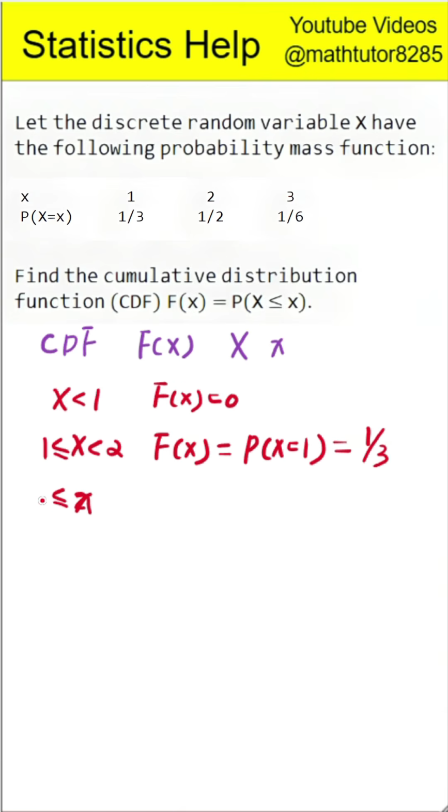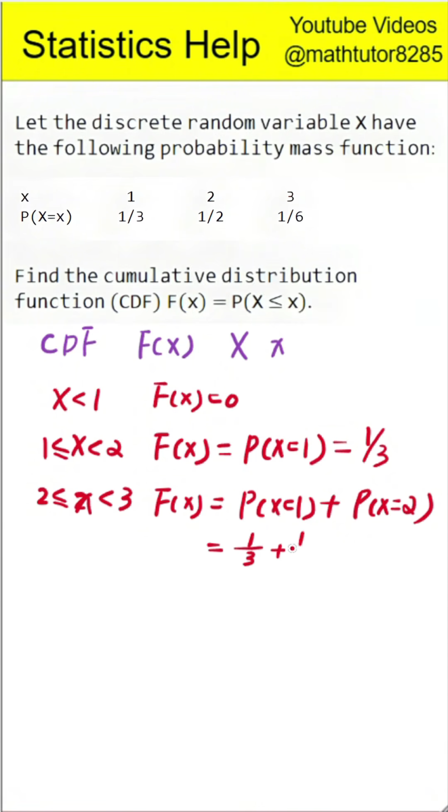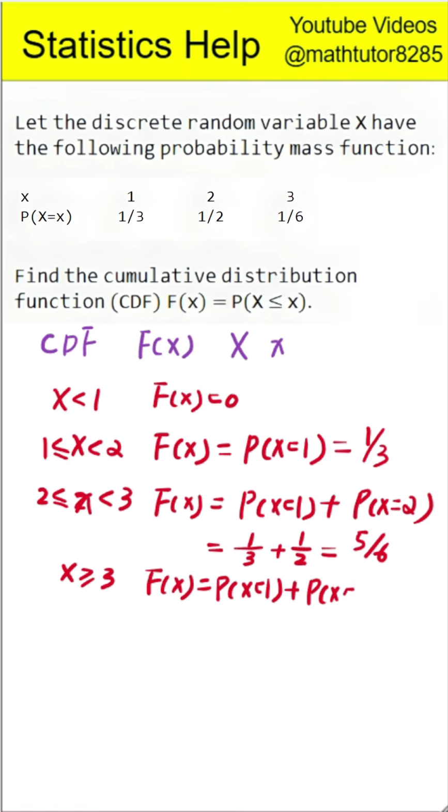Then, if x is between 2 and 3, including 2 but not including 3, the CDF is the sum of the probabilities that x equals 1 and that x equals 2. That is 1/3 plus 1/2, which equals 5/6. Finally, if x is equal to or greater than 3, we sum all the probabilities. 1/3 plus 1/2 plus 1/6 equals 1. So the CDF is 1 in this case.